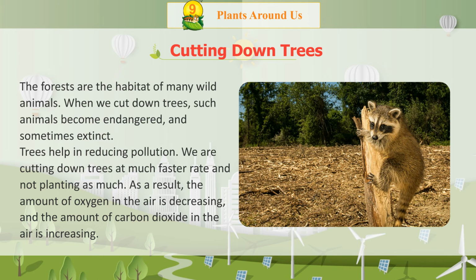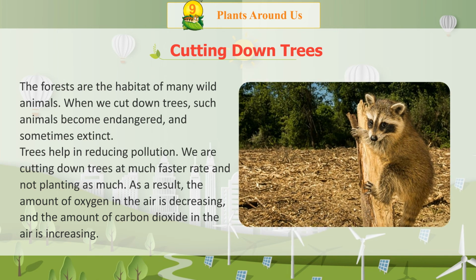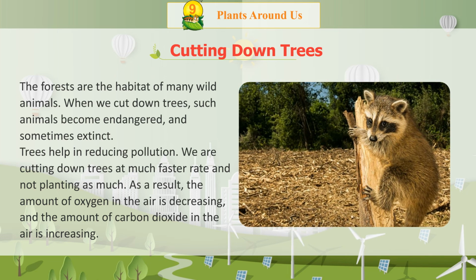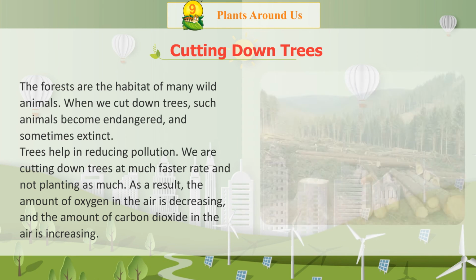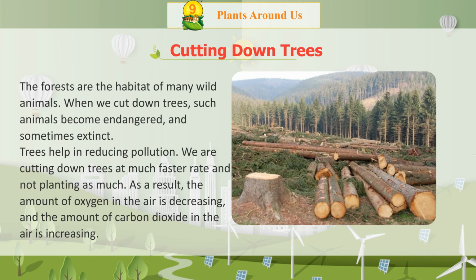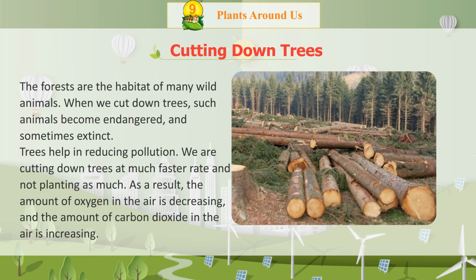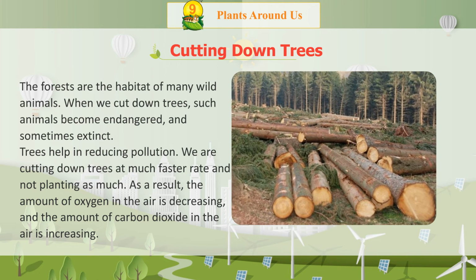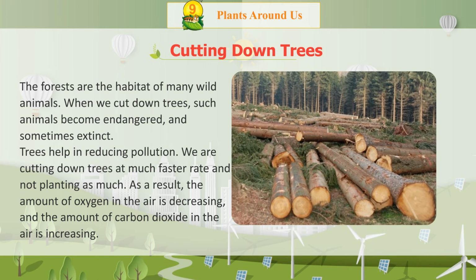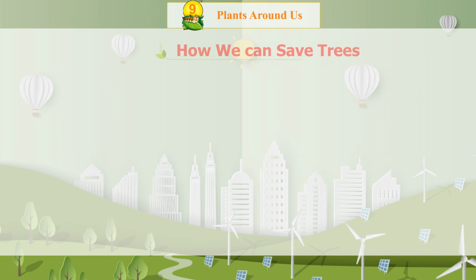The forests are the habitat of many wild animals. When we cut down trees, such animals become endangered and sometimes extinct. Trees help in reducing pollution. We are cutting down trees at a much faster rate and not planting as much. As a result, the amount of oxygen in the air is decreasing and the amount of carbon dioxide in the air is increasing. Thus, cutting down trees causes numerous problems.